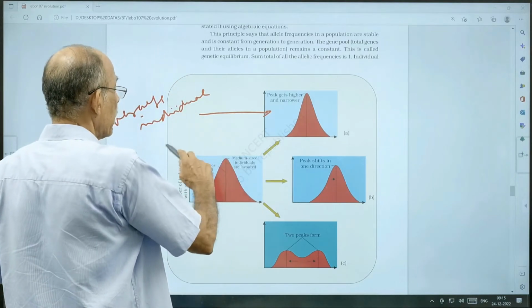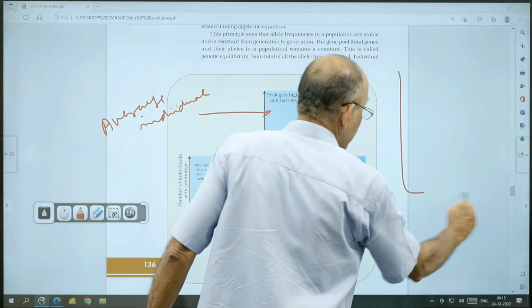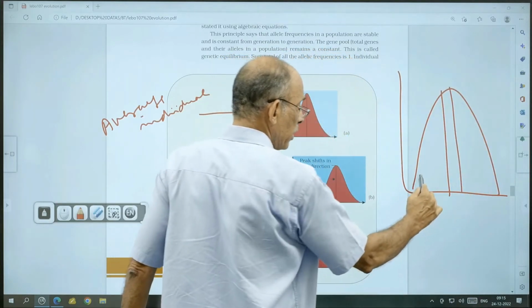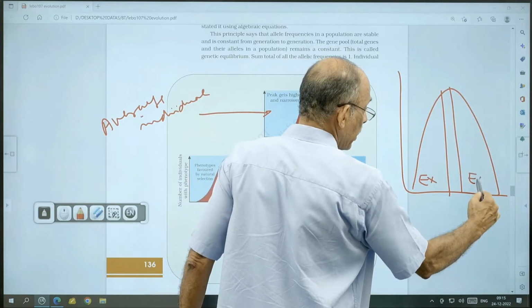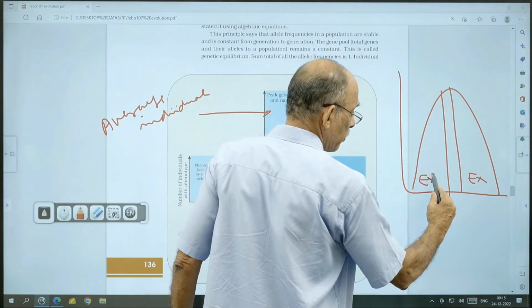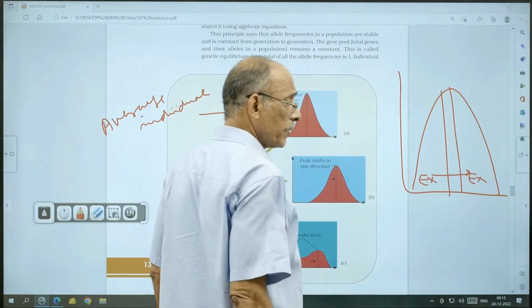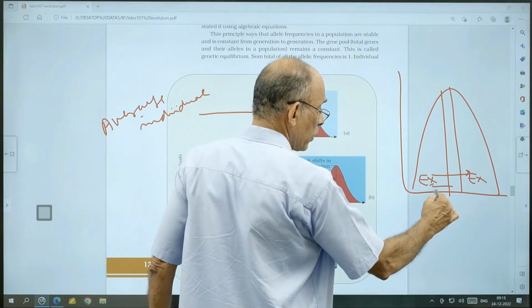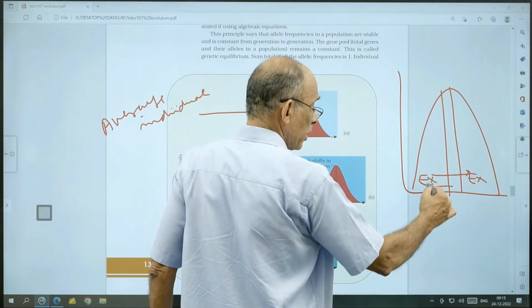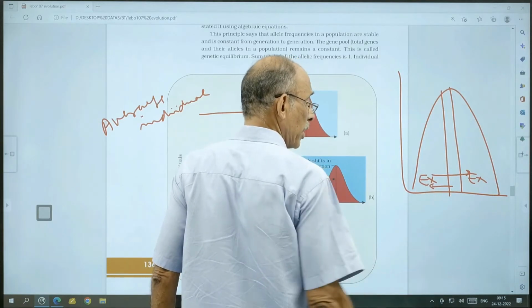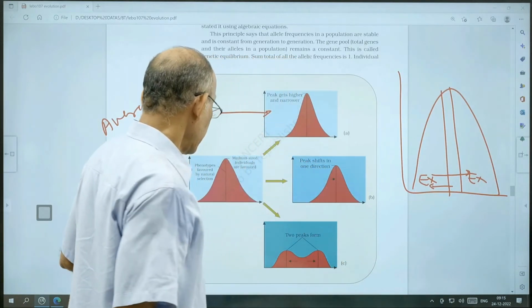When we draw a graph like this, the average individuals are in the middle. This is one extreme, this is another extreme. So when changes in environmental conditions take place, sometimes the number of individuals of one extreme may go up, or sometimes due to environmental changes the number of individuals of the other extreme may increase. This is known as directional selection.